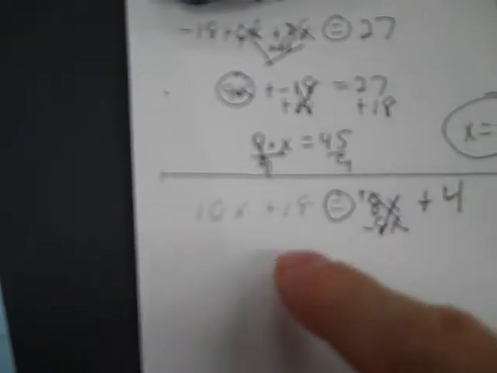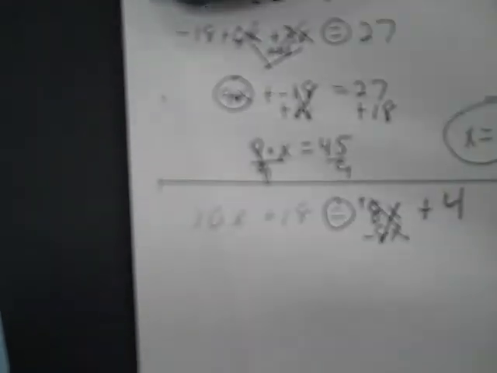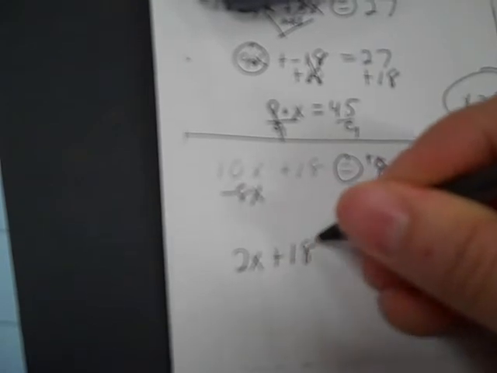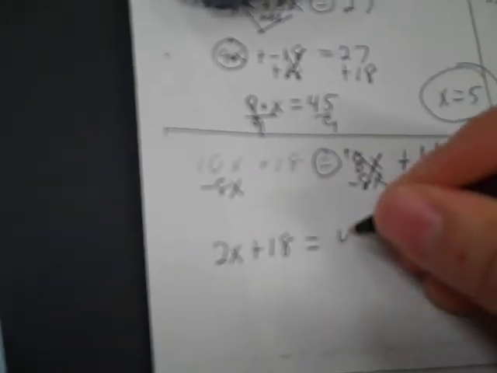And then we have to subtract 8x on the other side, but it's got to be from the x that's over there. So it'd be the 10x. So 10x minus 8x is 2x. And then remember, I got to write plus 18. And then the equals, and then 4.